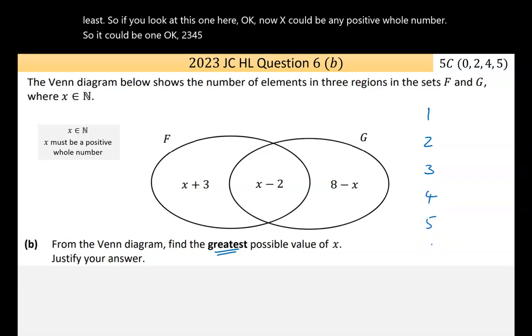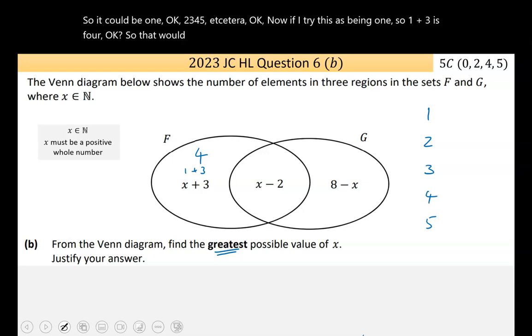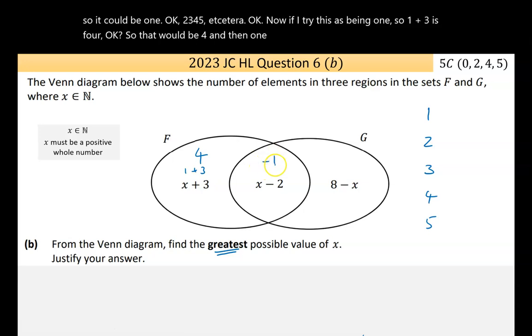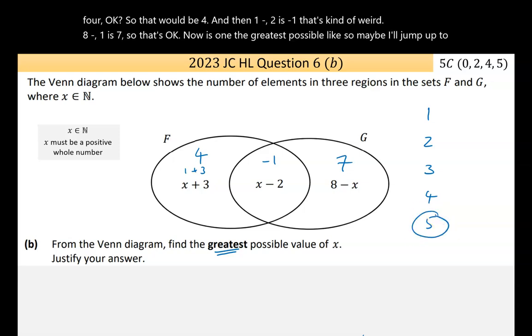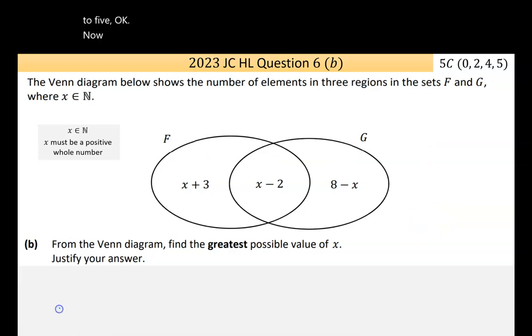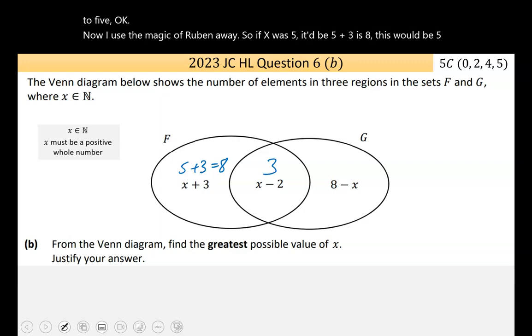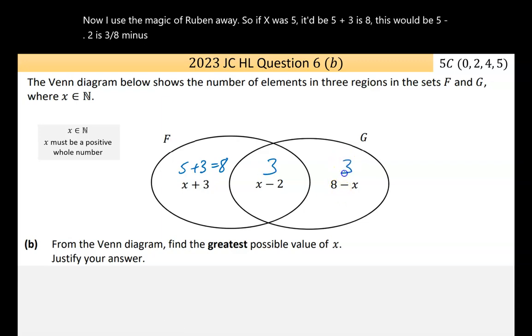Now, if I try x as being 1, then 1 plus 3 is 4. And then 1 minus 2 is minus 1. That's kind of weird. 8 minus 1 is 7. So that's okay. Now, is 1 the greatest possible? Maybe I'll jump up to 5. So if x was 5, it'd be 5 plus 3 is 8. This would be 5 minus 2 is 3. 8 minus 5 is 3. So there's nothing wrong there.